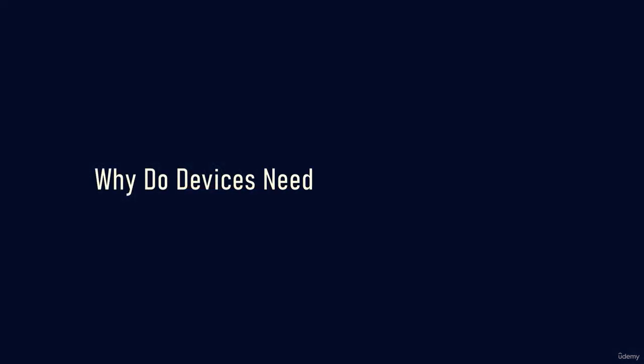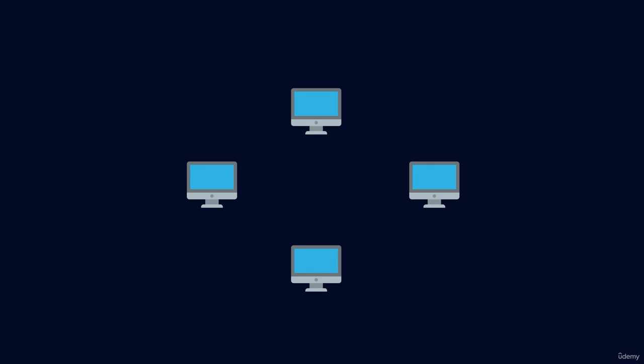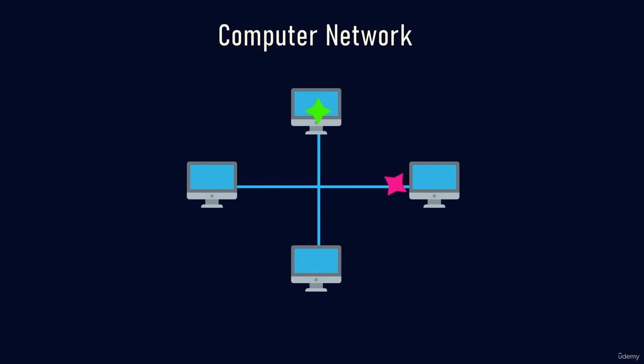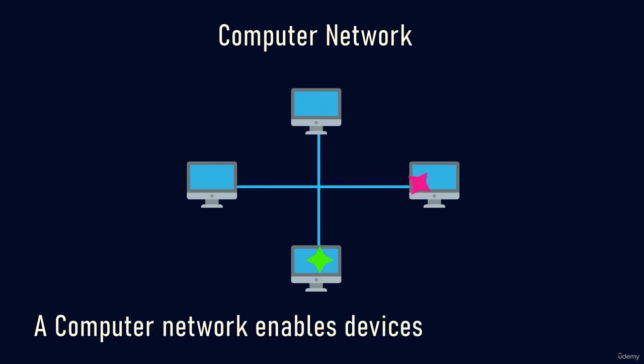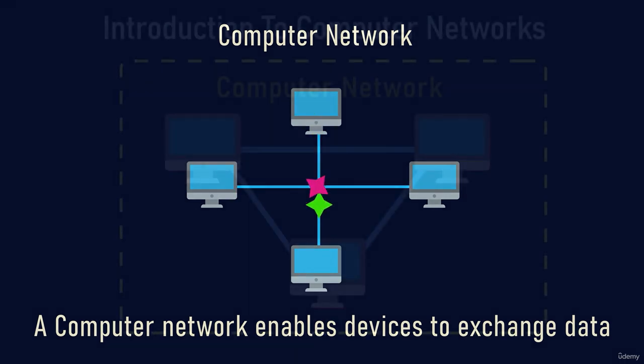Now, why do devices need to be interconnected? Because data can only be exchanged if devices are connected to each other. So when devices connect, they form a computer network. Once connected, they can start sending data to each other. That's why computer networks are required, because it enables devices to send data to each other. This is the simplest possible computer network. Later in the course, we will learn about more complex and sophisticated networks being used today.